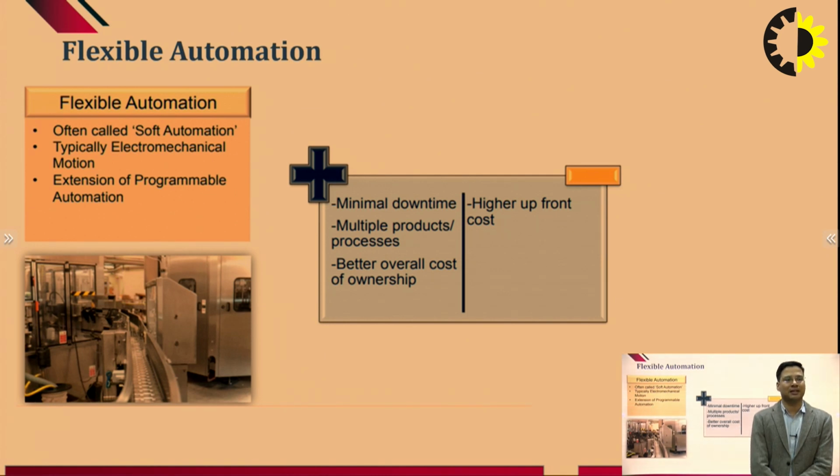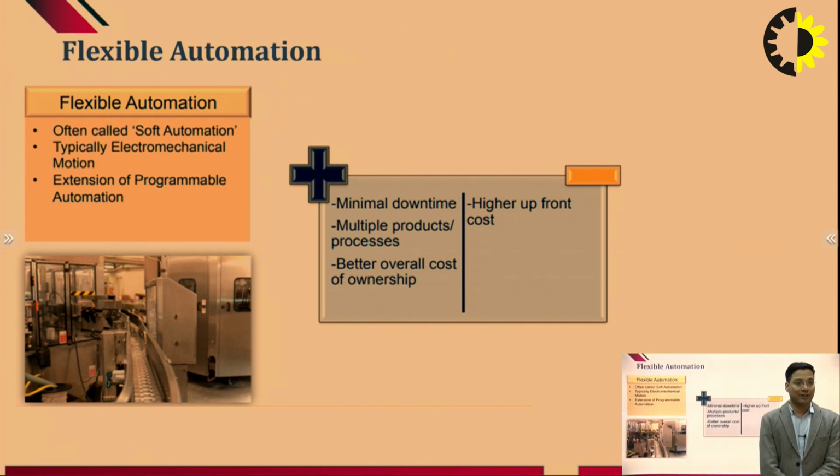Typically, the mechanical part was controlled with the help of electrical signals and some electronic devices. This setup was also known as electromechanical motion. Here we are extensively using electronic devices, the programmable devices, so we named this programmable automation. We were using more of the programmable automation.